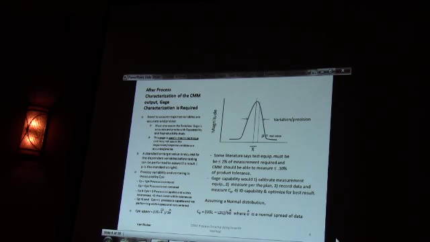And so, anyhow, here's some definitions. You see CPKs and CPs. These are the definitions for a normal distribution.